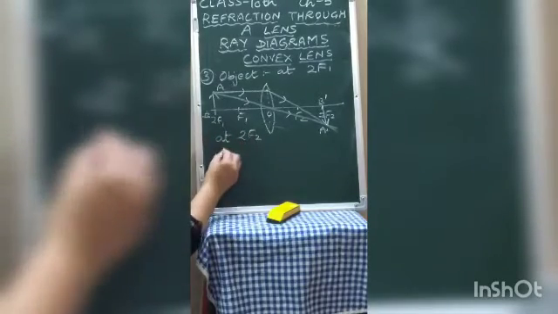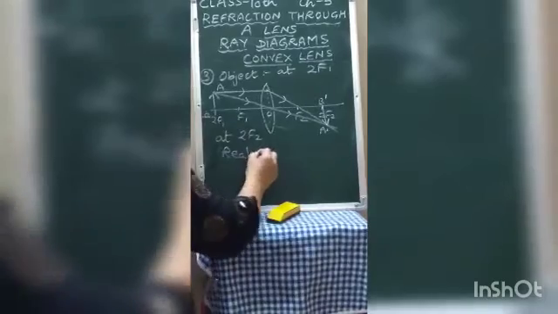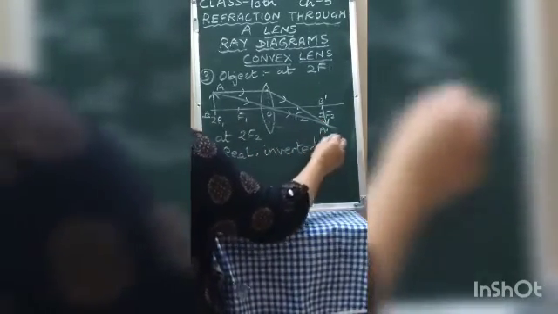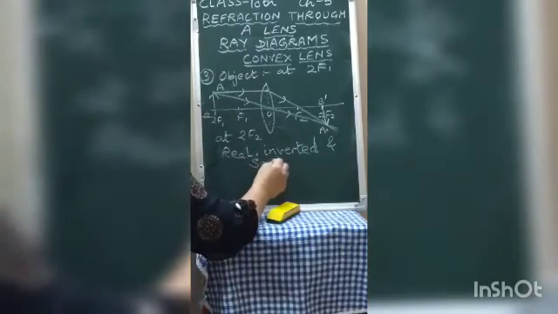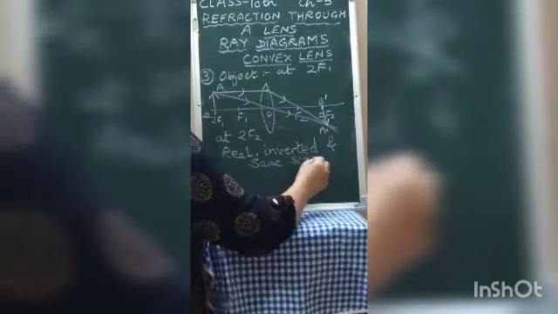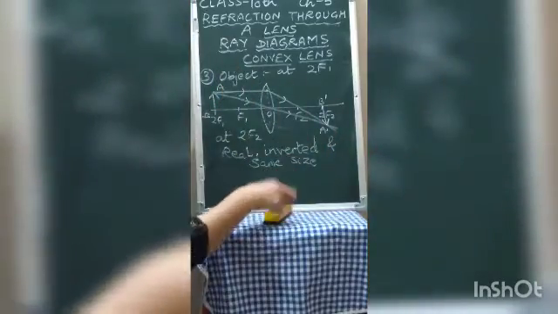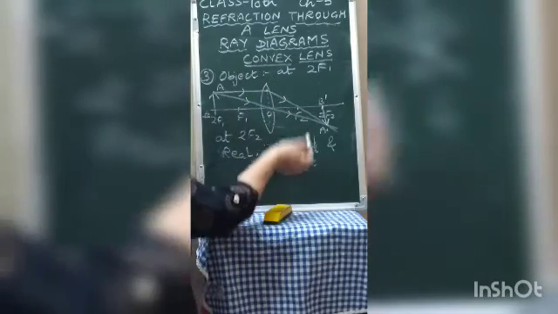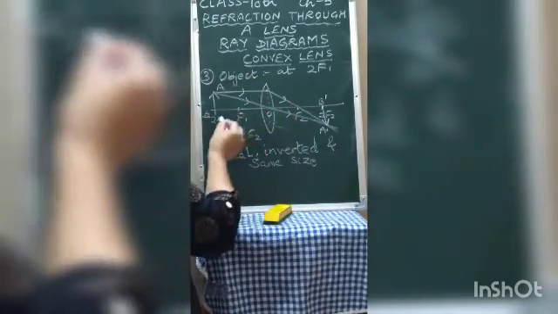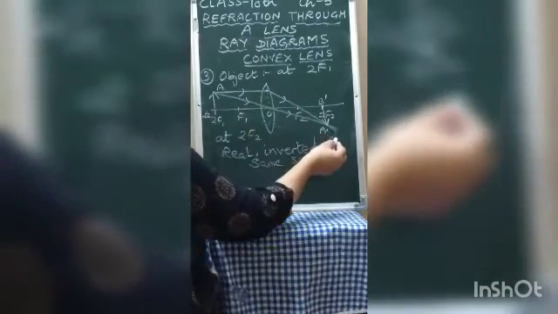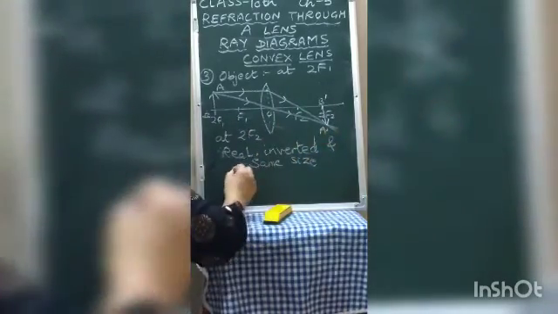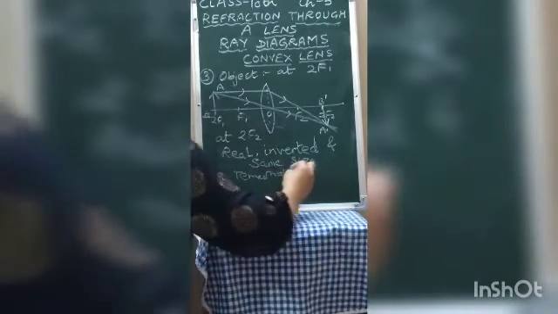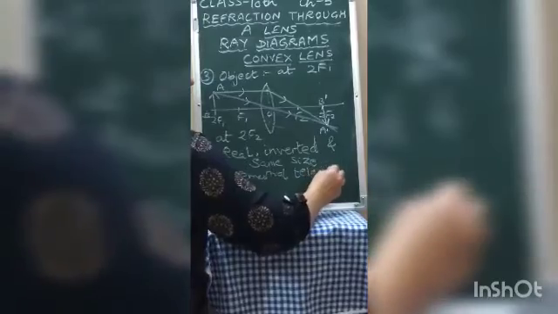At 2F2, real inverted, because it is actually meeting, real inverted, and now the image is of same size as the object. Children, this is the special case when the image is of same size as the object, and the object is at 2F1, image is exactly at 2F2. And this type of lens is used in a terrestrial telescope.